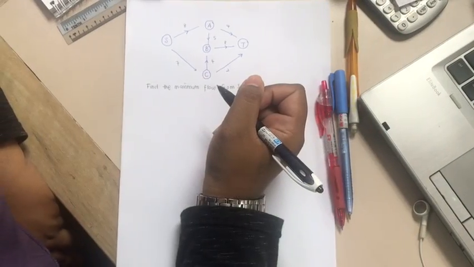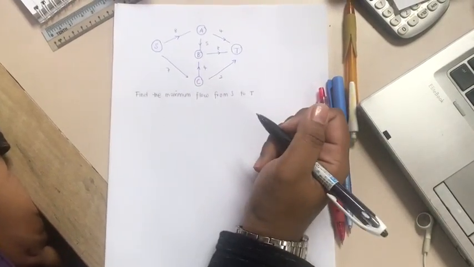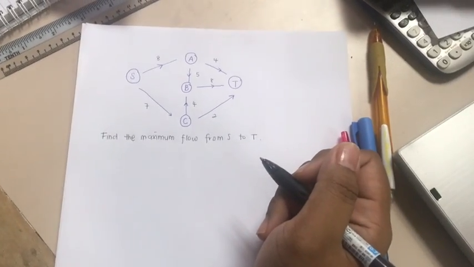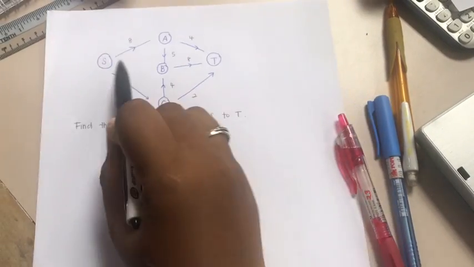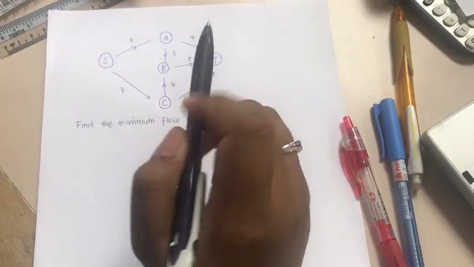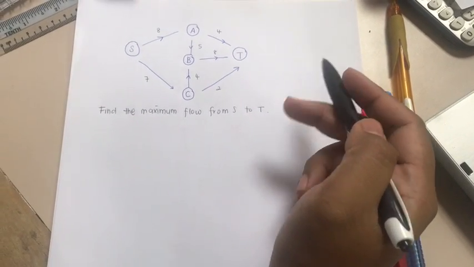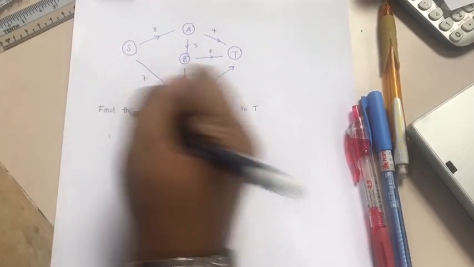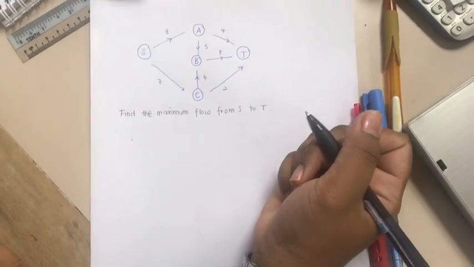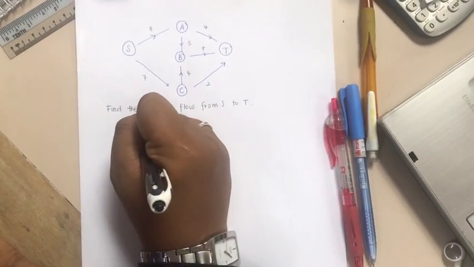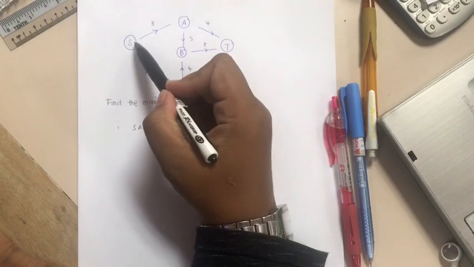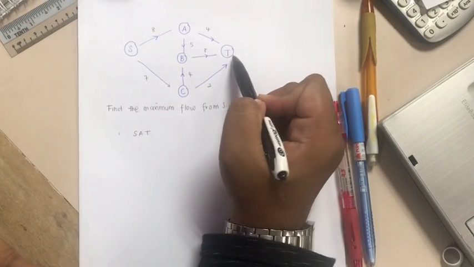Okay, for example 1, the question is to find the maximum flow from S to T. Now we need to find the possible paths. First, the possible path is S A T.